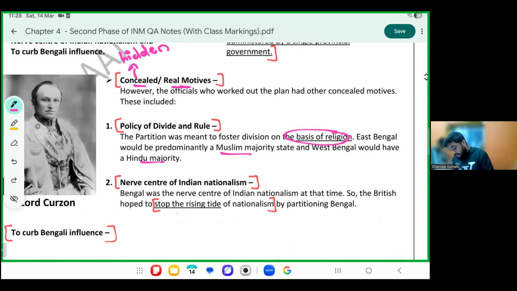At that time, Bengal was the nerve center of nationalism. This you studied in the last chapters, chapter number 2 and 3, where you saw a lot of leaders coming out of Bengal. Surendranath Banerjee, Raja Ram Mohan Roy, W.C. Banerjee. These are all names which tell you that they are from Bengal. Bengal was growing in nationalism. Everybody was talking about Bengal. So the British thought, let's break it down so that it doesn't create a threat for the British.